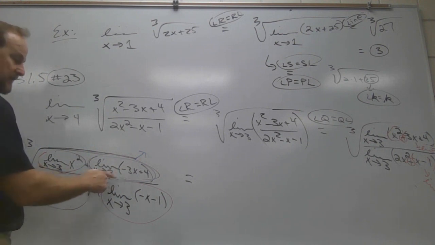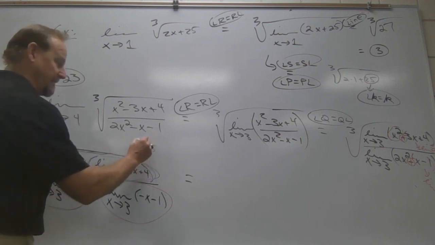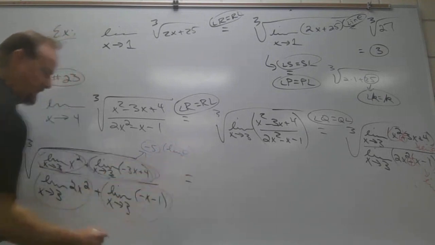So how'd you get it? You just plugged in 3, right? So negative 3 times 3 is negative 9 plus 4 is negative 5. So that part's negative 5. Why? Because it's a line, so we can just plug in.